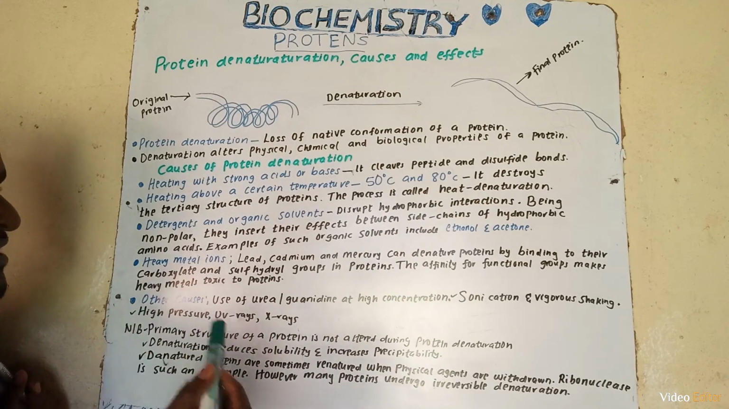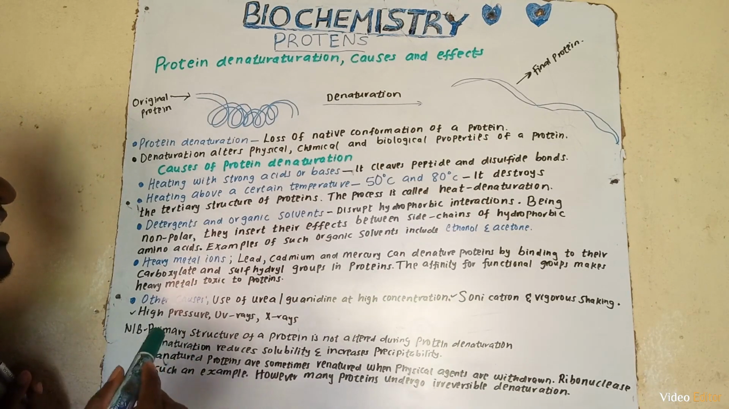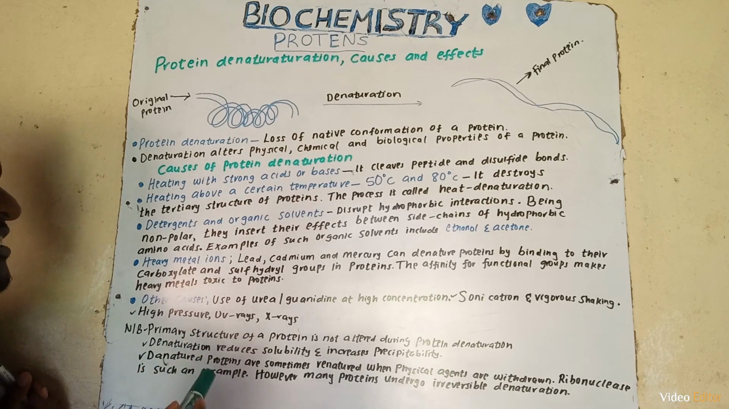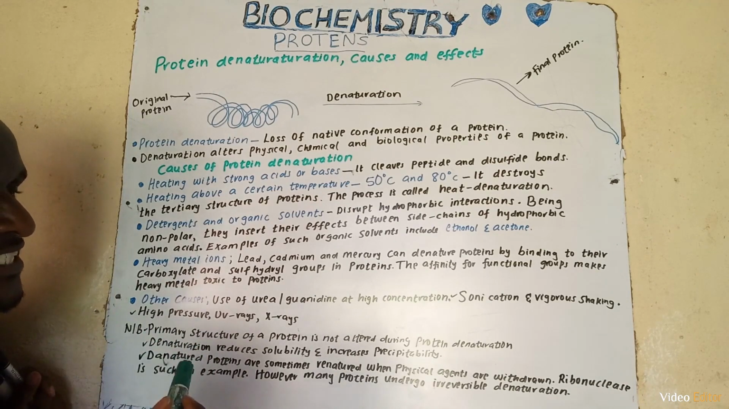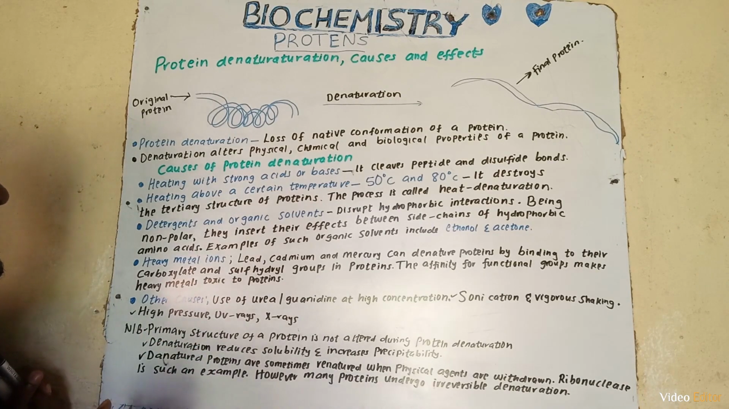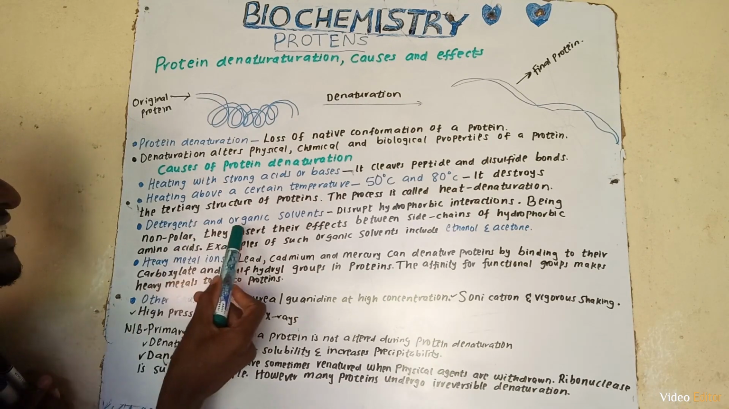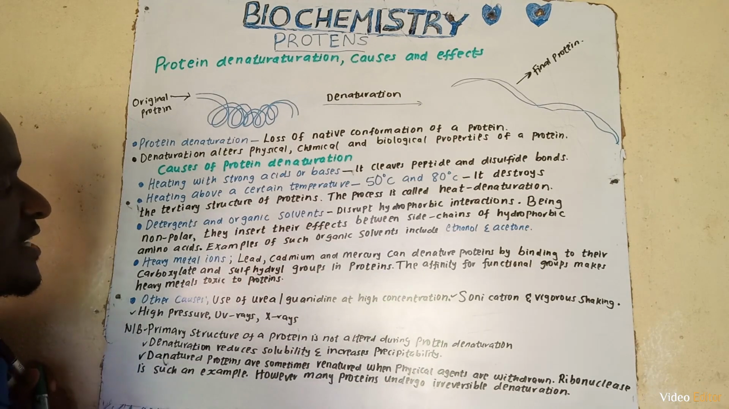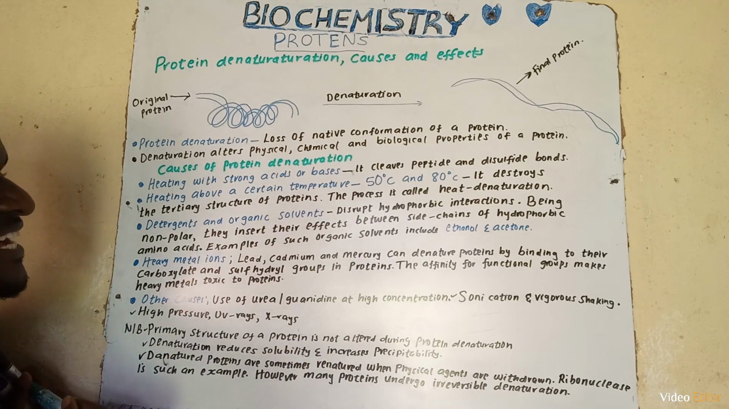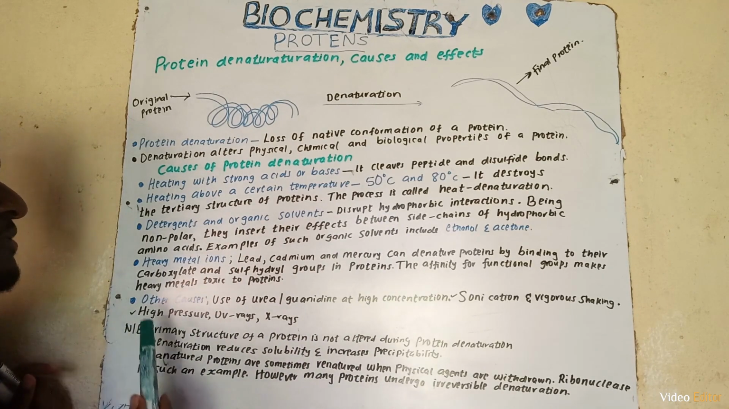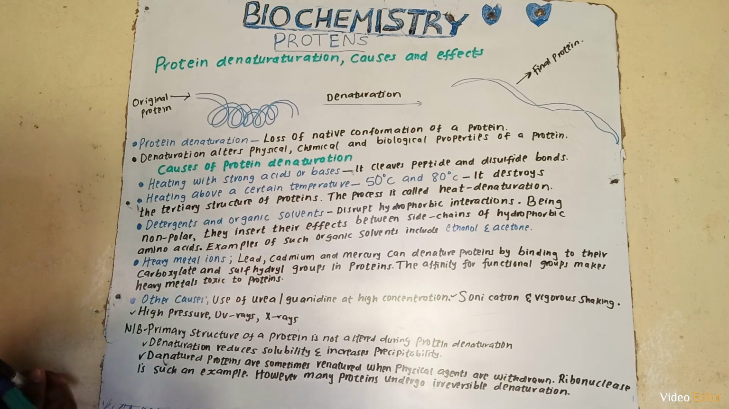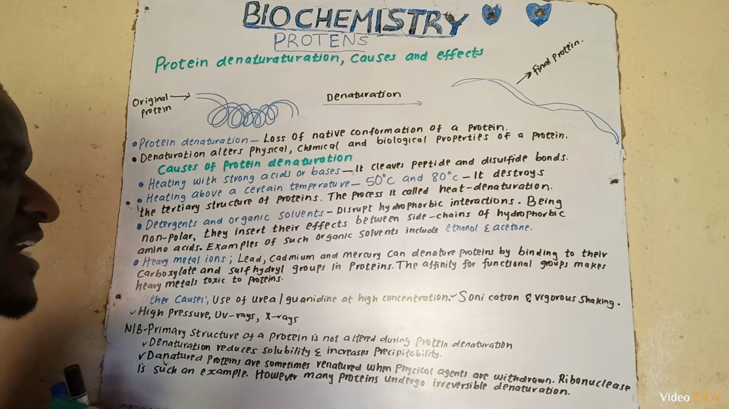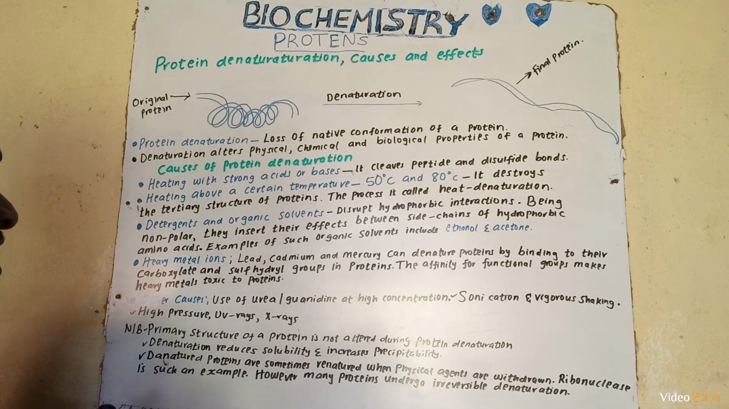Heating above a certain temperature, that is 50 degrees Celsius and 80 degrees Celsius, it destroys the tertiary structure of proteins. The process is called heat denaturation. Then another cause is detergents and organic solvents. Disrupt hydrophobic interactions. Being nonpolar, they insert their effects between side chains of hydrophobic amino acids. Examples of such organic solvents include ethanol and acetone.